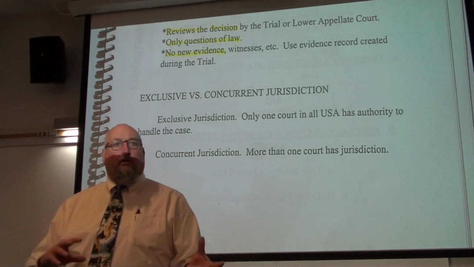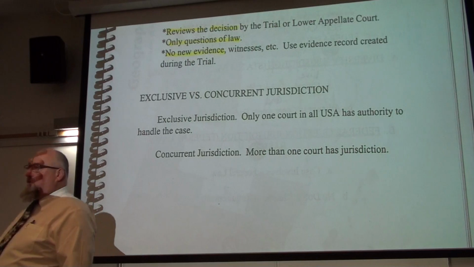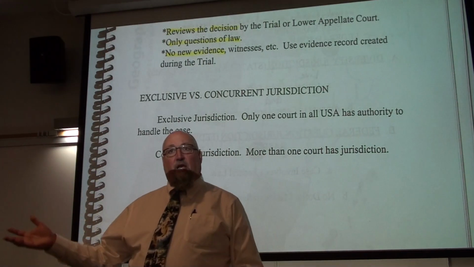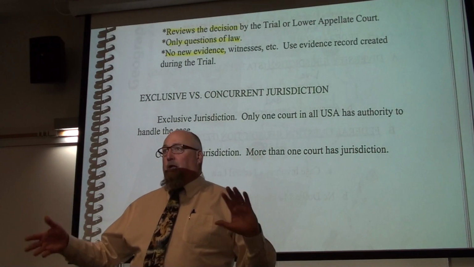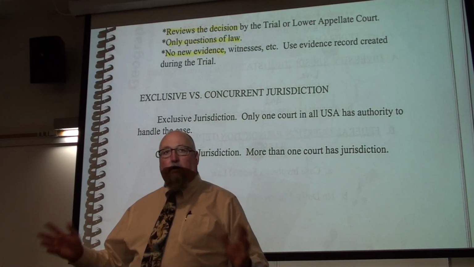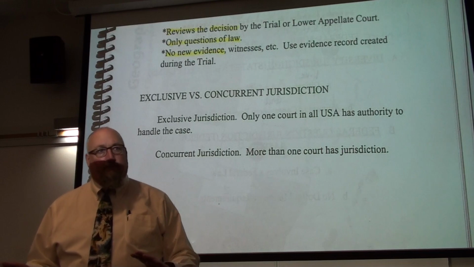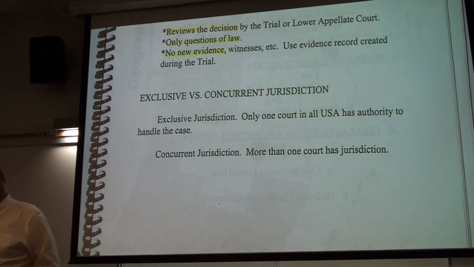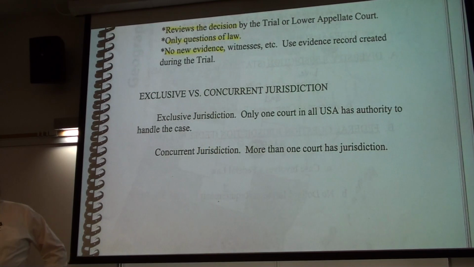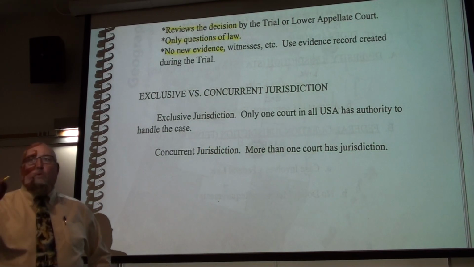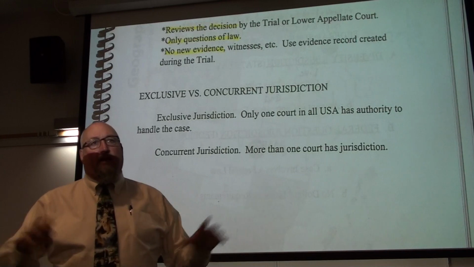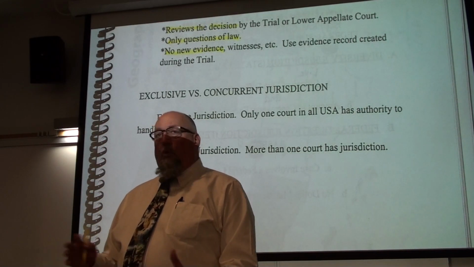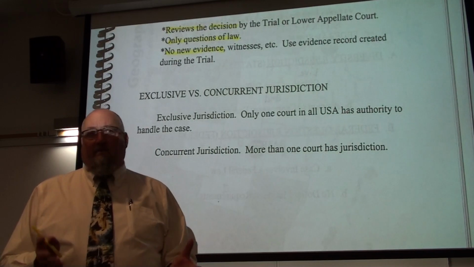So that's called concurrent. Sometimes you'll have a case that could be filed either in federal court or state court. Either court has the authority to handle it, and then the lawyers decide which court they want to file in. I'll give you some examples of that in a little bit. So for now: exclusive jurisdiction, only one court in the whole U.S. can handle the case, like bankruptcy. Concurrent, more than one court. If you remember that, it's pretty simple.